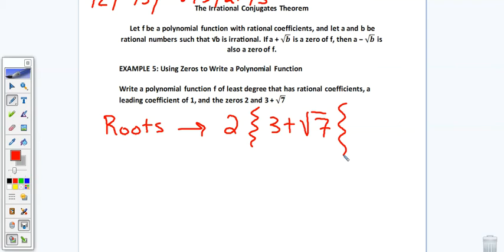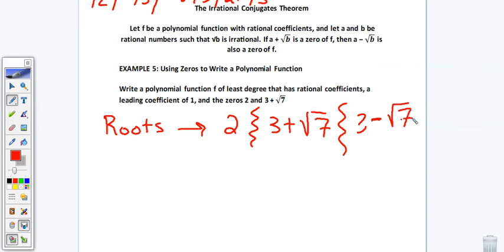Gabriel, you're shaking your head. No, those aren't my only roots. Are there others? Yeah. What's another one? 3 minus the square root of 7. If you have something plus a square root of something like this as one root, then the other root is also going to be the conjugate of that. That's what this says up here, irrational conjugates theorem. If you end up with something goofy like this as a root, 3 plus the square root of something, then another root has to be 3 minus the square root of 7.